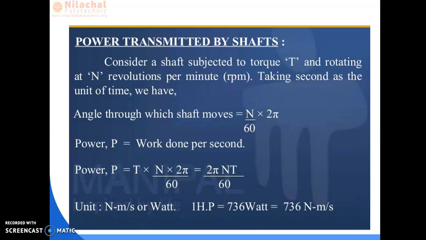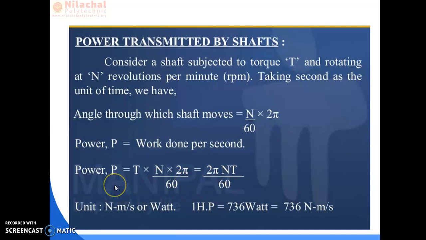We know that power is equal to force into velocity. So we have to calculate the torque transmitted by the shaft. Already we have got that the angular velocity of the shaft is obtained as omega, and that is equal to 2 pi N by 60. So if you are going to calculate the value of power, P is equal to T into omega, so T into 2 pi N by 60. So we are getting the value of power is equal to 2 pi N T by 60.